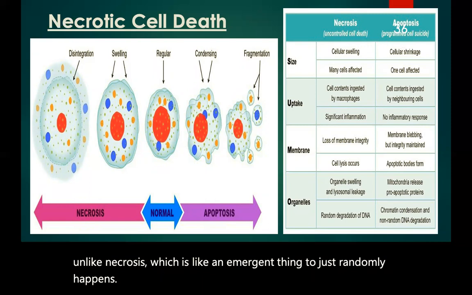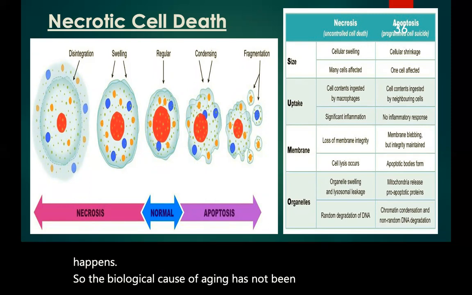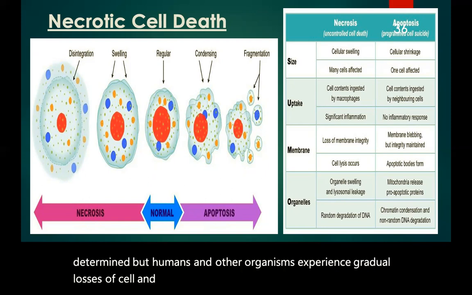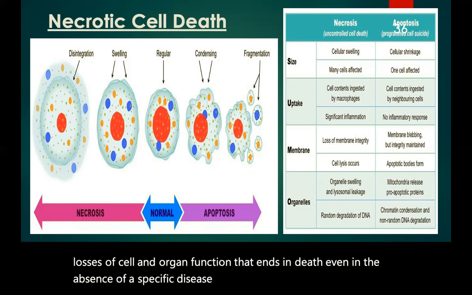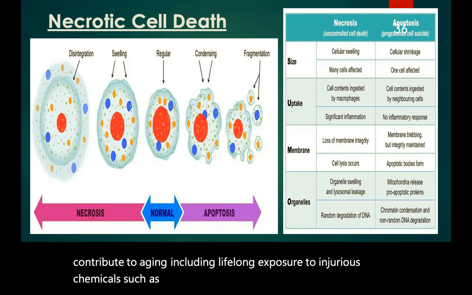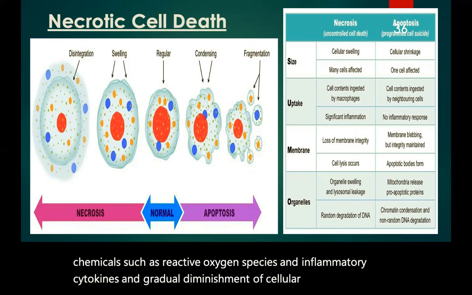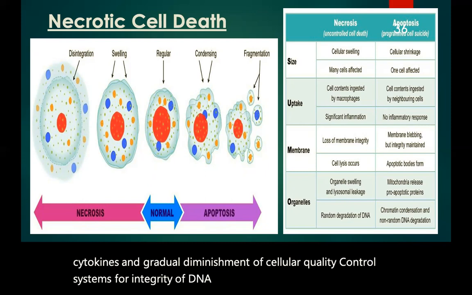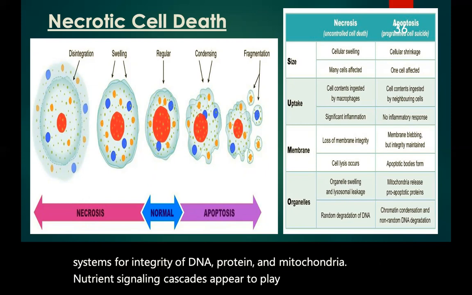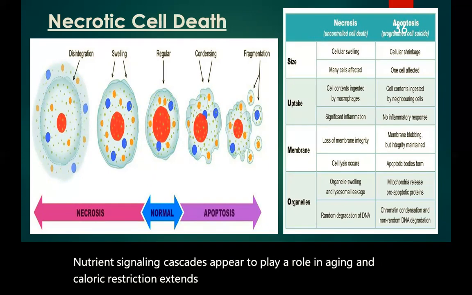So the biological cause of aging has not been definitively determined, but humans and other organisms experience gradual losses of cell and organ function that end in death, even in the absence of a specific disease process. Different pathways can contribute to aging, including lifelong exposure to injurious chemicals such as reactive oxygen species and inflammatory cytokines, and gradual diminishment of cellular quality control systems for integrity of DNA, protein, and mitochondria. Nutrient signaling cascades appear to play a role in aging, and caloric restriction extends life in many animal models. So that's interesting.